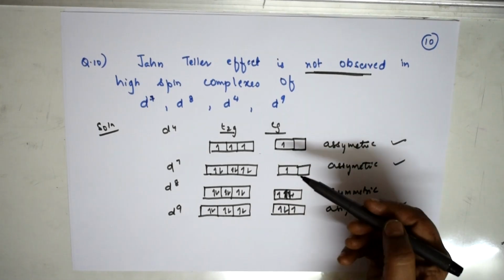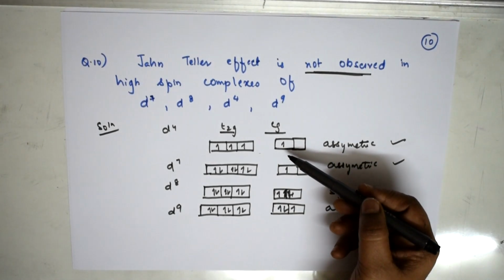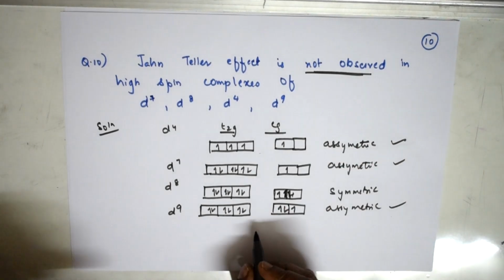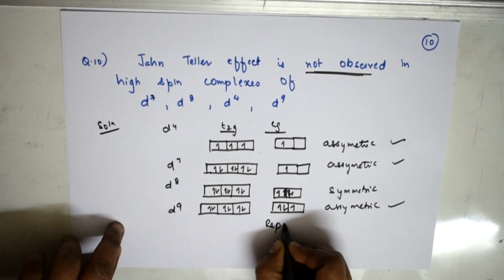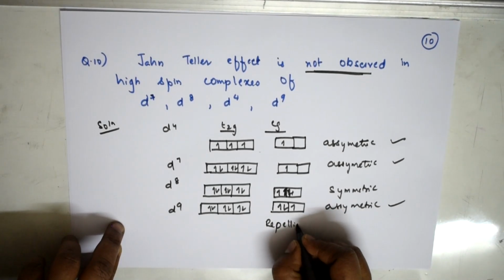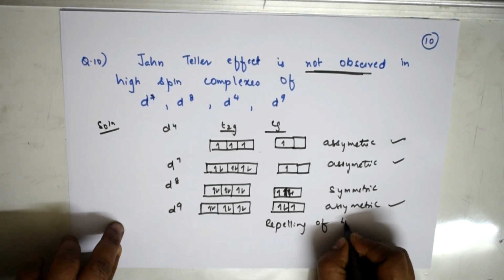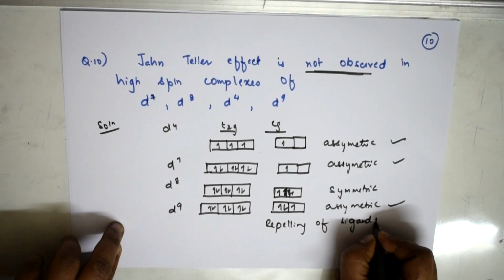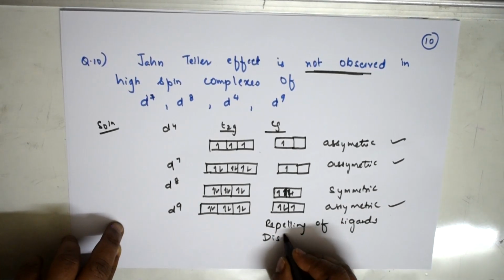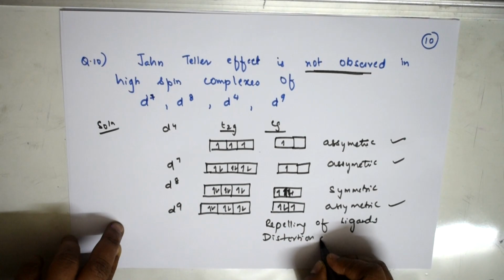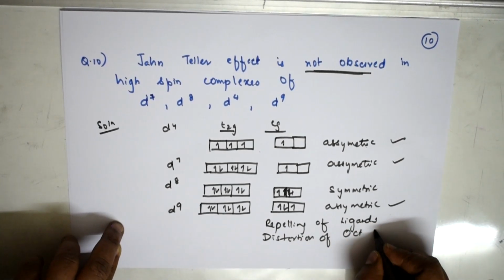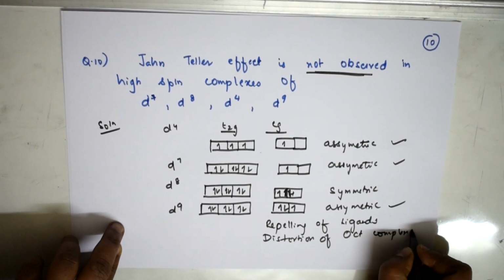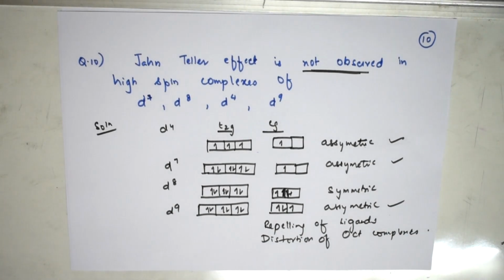So the Jahn-Teller effect is the asymmetrical filling of orbitals, that too in the eg set. Because of this, what happens? Rippling of ligands. And because of this, distortion of octahedral complexes. The shape would be distorted. Simple, isn't it, students? Yes, this is how I have solved all the 10 questions.